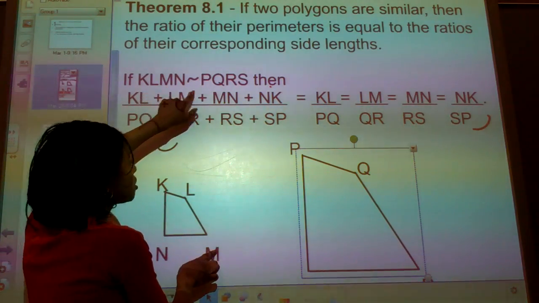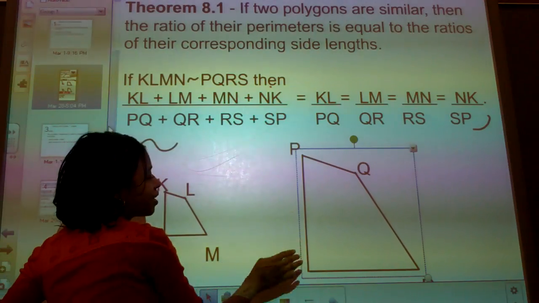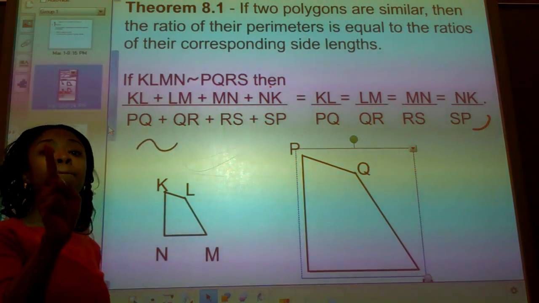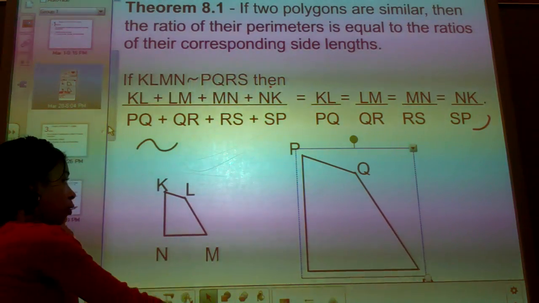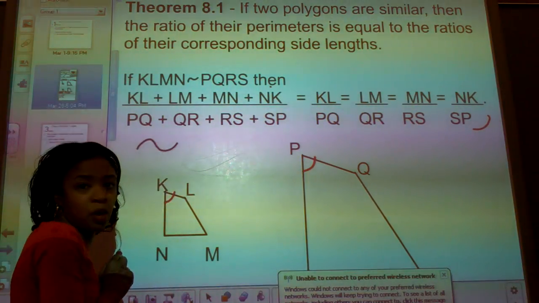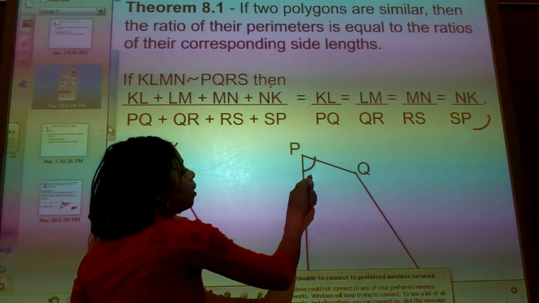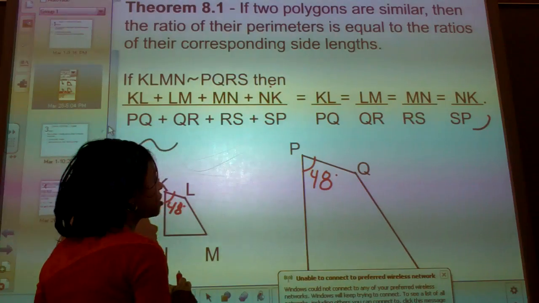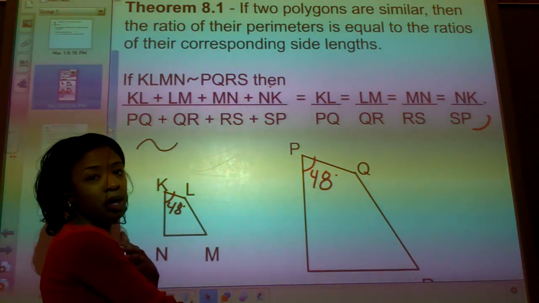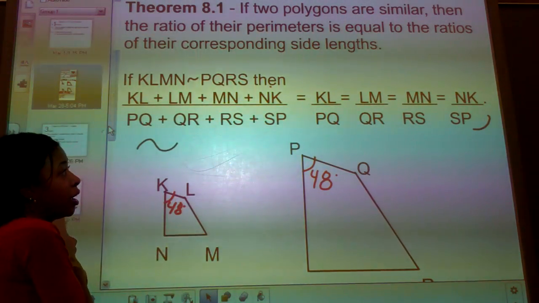M corresponds, down here in the corner, to R, and N corresponds to S. No, KL is not the same length as PQ, but what's true about similar figures is that angle K is going to be exactly the same measure as angle P. So if angle K is 48 degrees, P will also be 48 degrees. But their lengths, PQ and KL, will not be the same. PQ might be 8 times larger than KL.